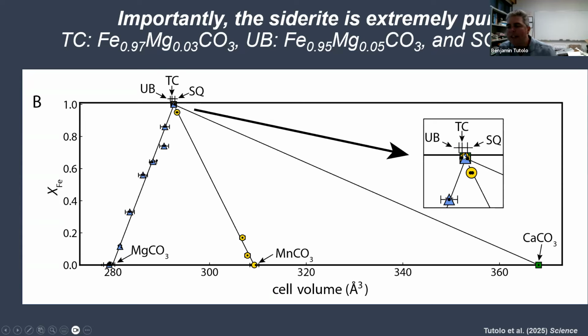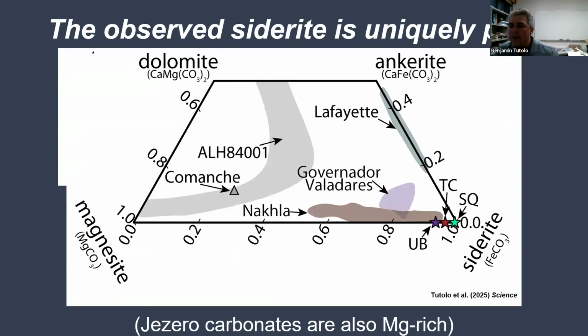They all plot effectively directly on top of the iron carbonate in terms of their cell volume. What that means is we can use regressions to calculate their chemistry, and we end up with formulas on the order of Fe97, Fe95, and FeCO3. So almost entirely pure iron carbonate. So the observed siderite is uniquely pure relative to those other carbonates that have been observed on Mars.